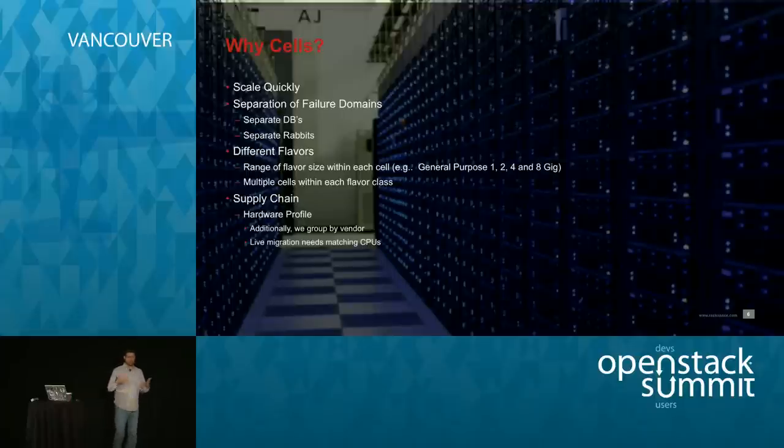We also offer several different options to our customers of what they can spin up, the type of hardware that's underneath it. And so we actually group common hardware into cells. So we have multiple cells of different flavor classes. And within those classes, we'll offer different sizes. I used our general purpose as an example. And then also we have some supply chain constraints. We do leverage Live Migrate in an increasing portion of our fleet. And what we found is it works best when the CPUs match exactly. And so because some of our hardware types are multi-sourced from different vendors, we actually will use cells to consolidate all the stuff from one vendor in a single cell versus a different one from a different vendor to keep those things kind of clean.